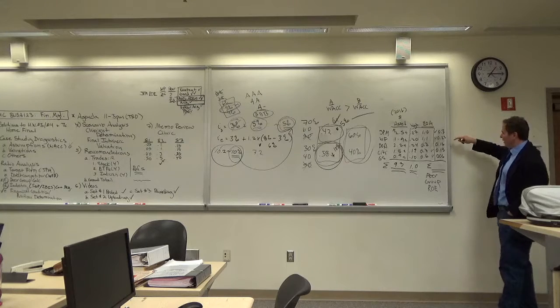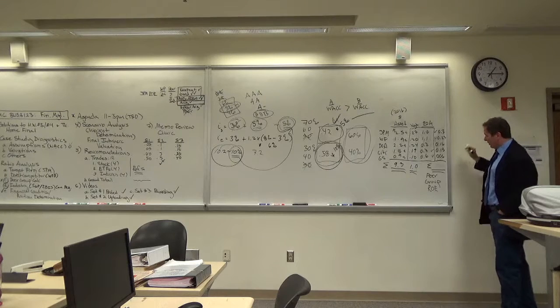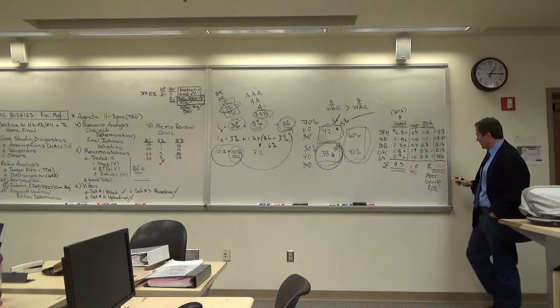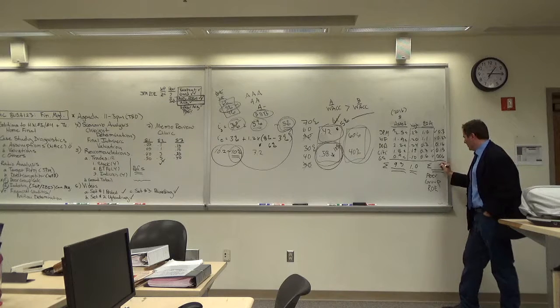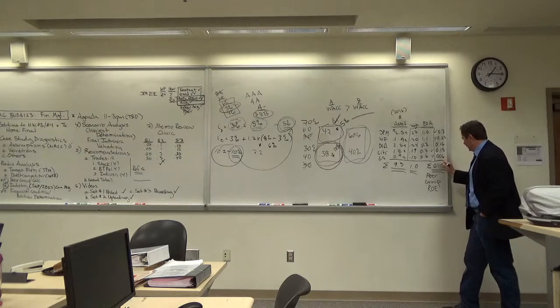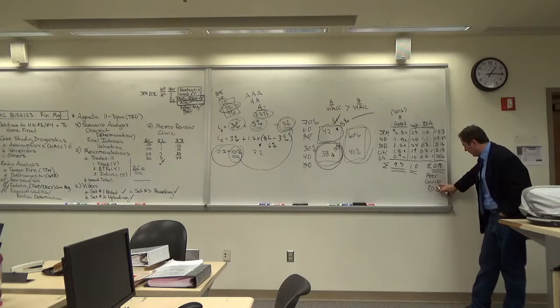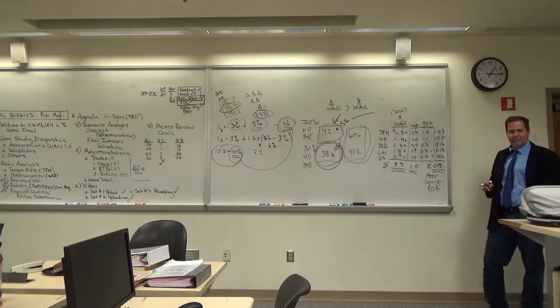So what's 0.3 plus 0.22 plus 0.16 plus 0.13 plus 0.06? What is it? 0.85, 0.9. This is going to be your ROA for the peer group.